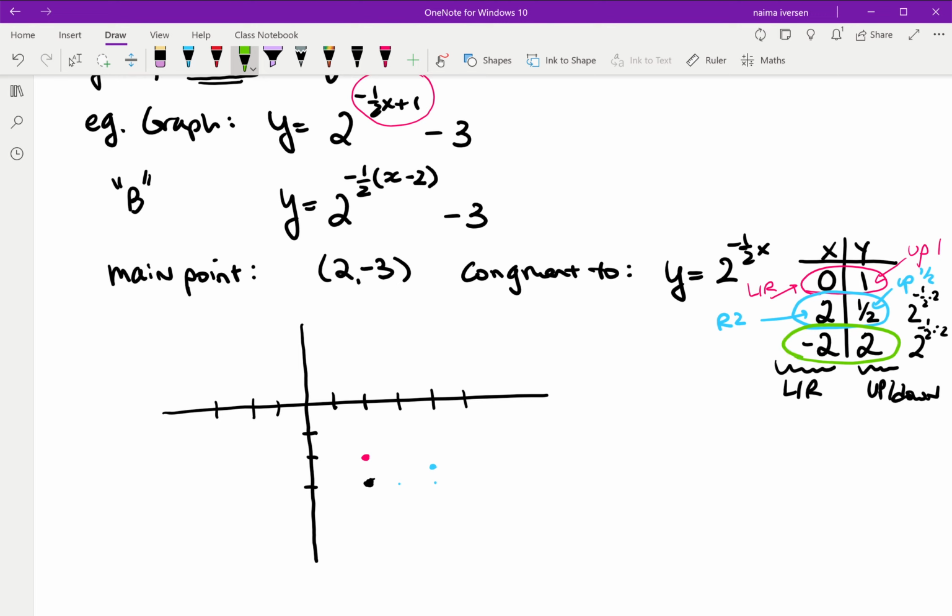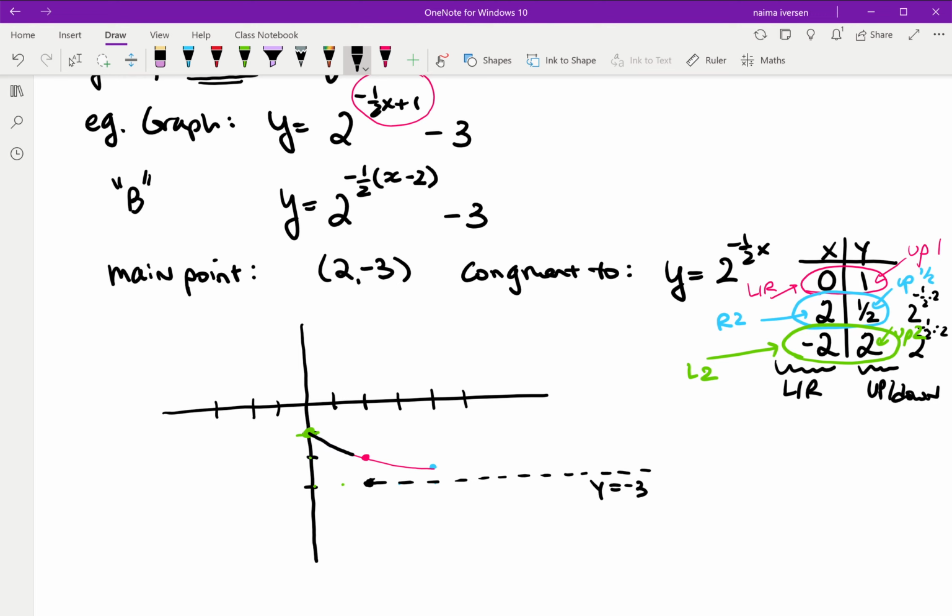But if we're dealing with this one right here, the -2 means that I'm going left 2, and this guy tells me to go up 2. So from my main point, again in black, I go left 2 and I go up 2, and that's a nice point right there. So as you can see, if I trace these points, this graph is going down to the right, which means that I have now from my main point got a right-hand asymptote line down here at y equals -3.